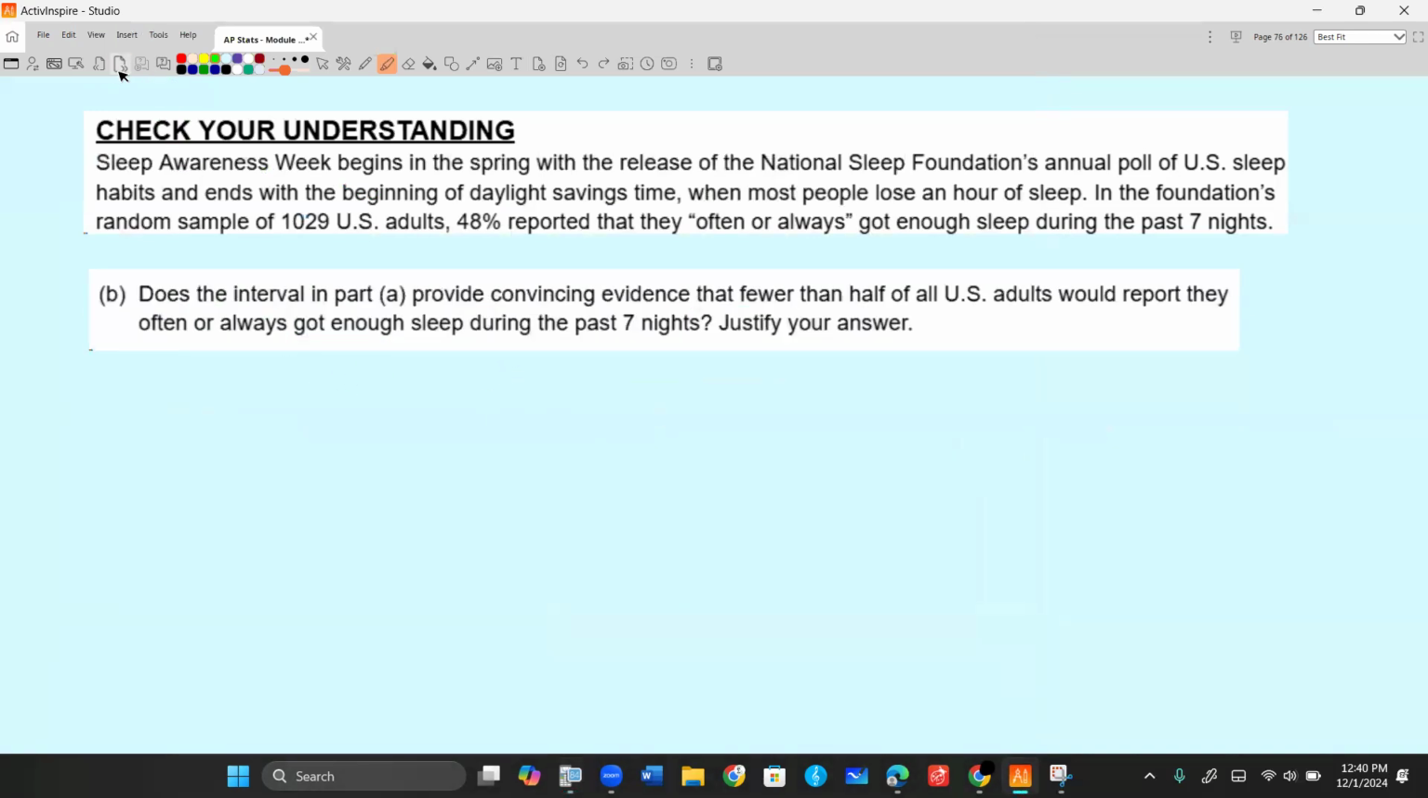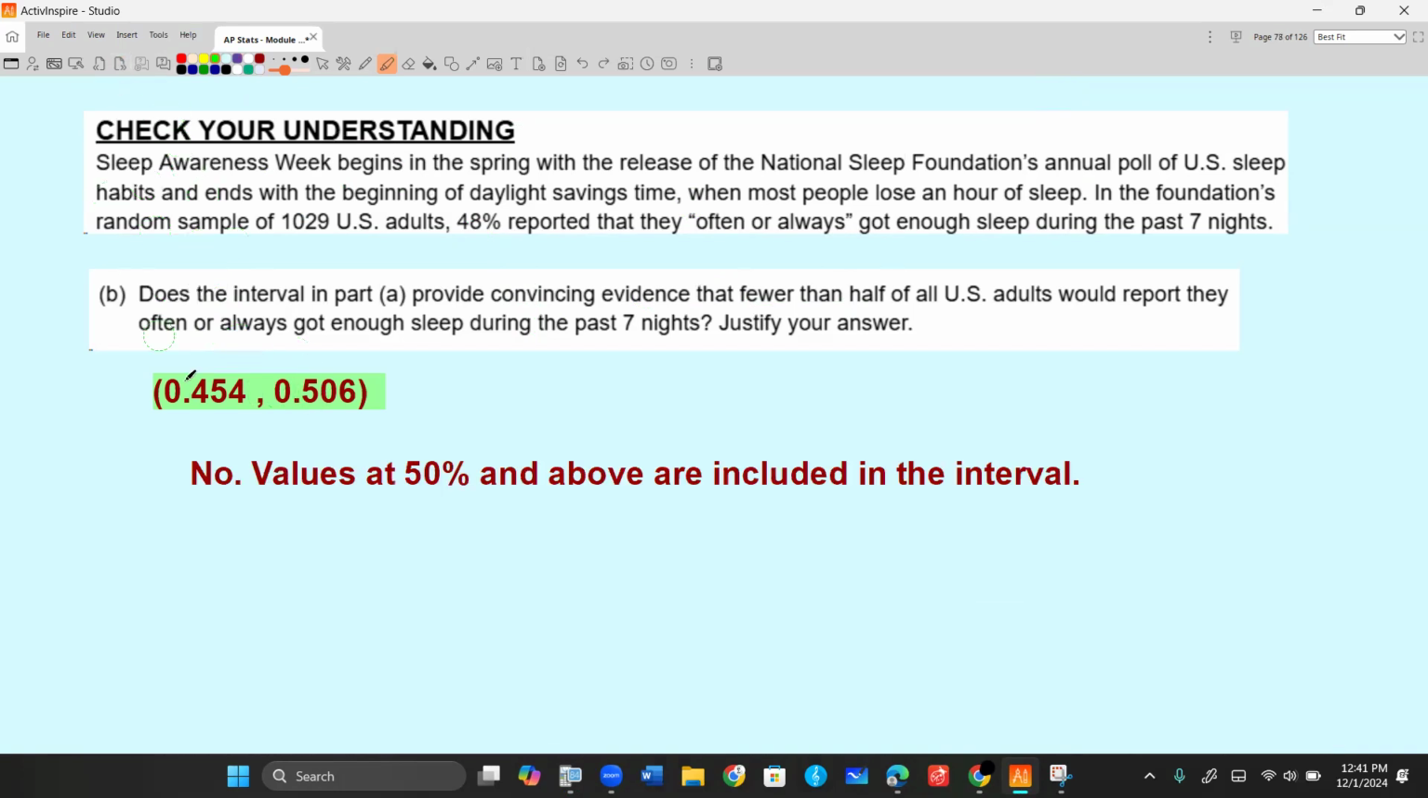And then finally, does the interval provide convincing evidence that fewer than half of all US adults would report they always got enough sleep during the past 7 nights? Well, what is fewer than half? That's going to be less than 50%, right? If you look at the interval, yes, there are plenty of numbers less than 50%, but also there are numbers at 50% and above, like 50.1%, 50.2%. So I don't have convincing evidence that fewer than half, because there are values at 50% and above in the interval. So the interval does not provide convincing evidence in this case.